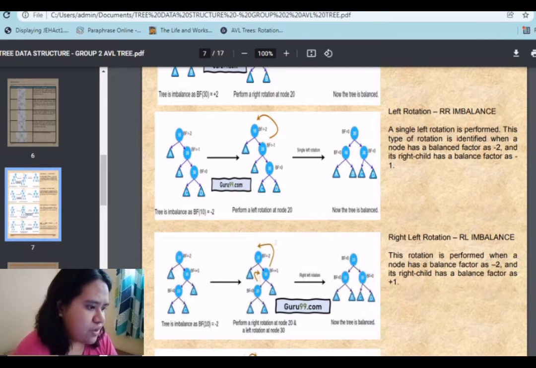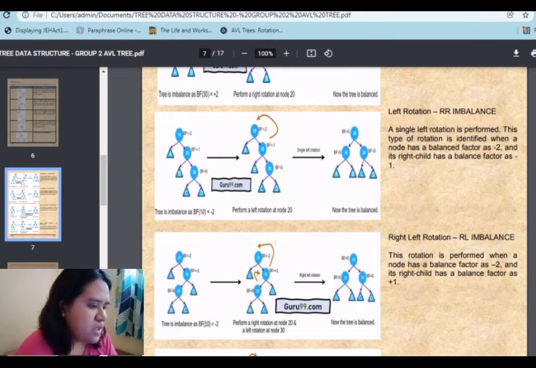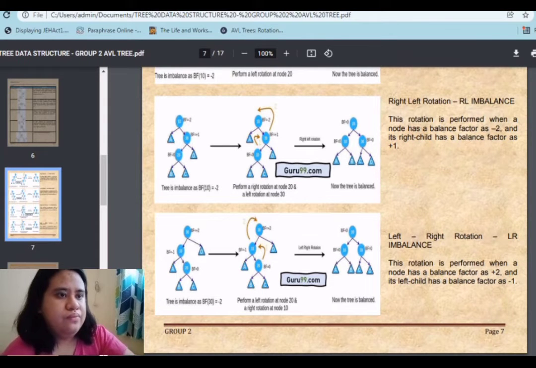Next, after right-left rotation, the root node now is 20, the left node is 10, and the right node is 30, making the balance factor in all three equal to 0. Now, the tree is balanced.